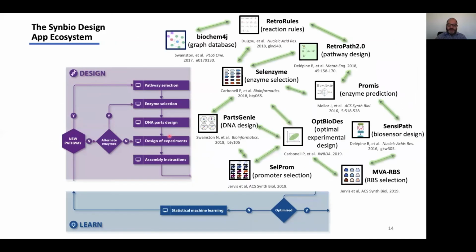And in order to do that, what we have been developing in the last perhaps 10 years has been a full ecosystem or constellation, if you want, of tools, which are more like apps, like the apps that you have on your mobile phone. Each one performs a very specific task.